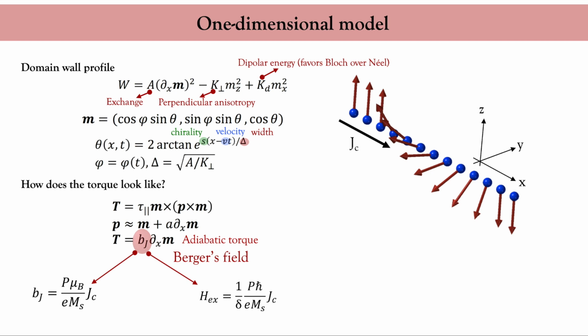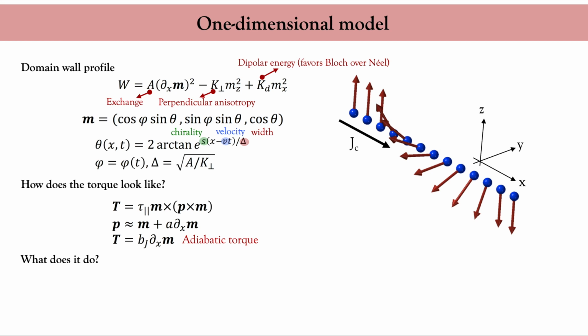Now that we know the form of the torque, what does it do? I insert the torque in the LLG equation and I analyze the impact of the three torque terms on the domain wall dynamics. The spin torque term brings the magnetic moment either upward or downward, depending on the sign of the current. There's another torque that comes from the combination of the spin torque with the magnetic damping.